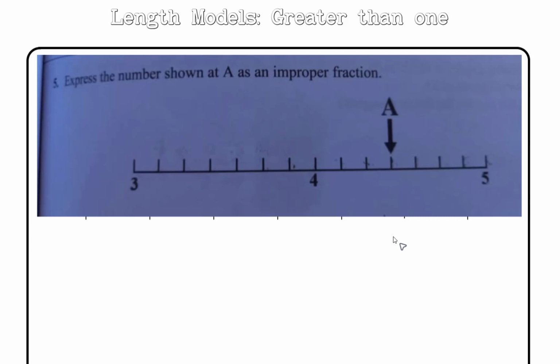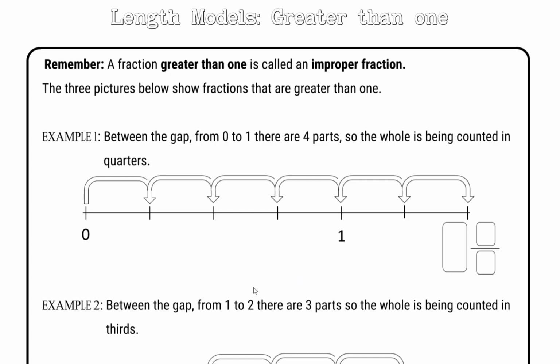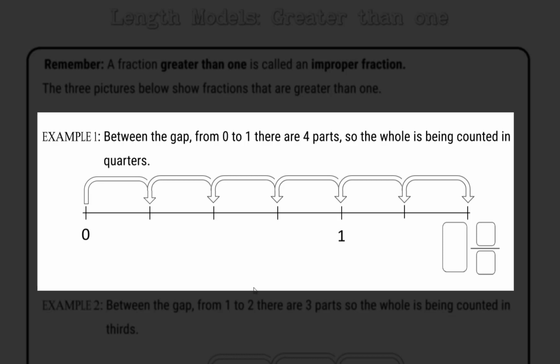Let's look at a book that I usually use, and let's look at one of the pages in the book. So we must remember that a fraction greater than 1 is called an improper fraction. And here we have 3 pictures that will try to show that. Let's look at the first example. Look at the number line. The number line starts at 0 and it goes all the way to, well, it actually goes past 1.